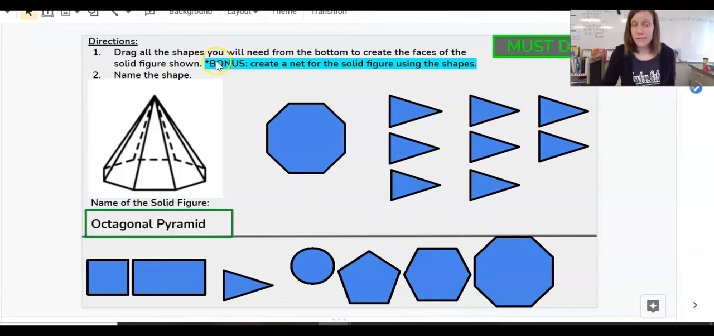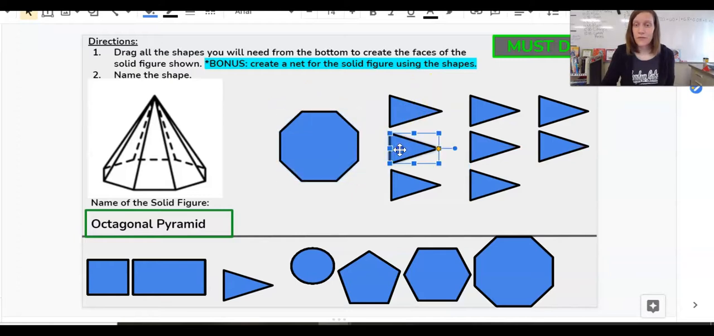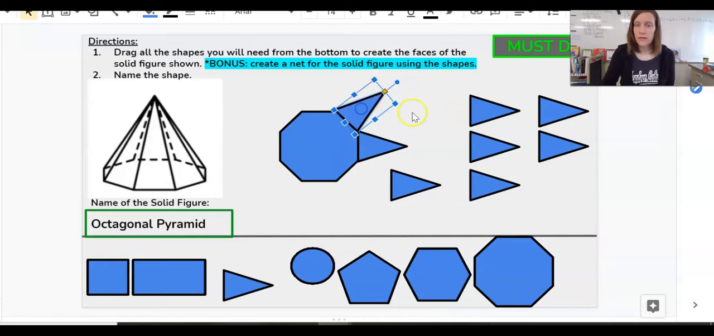The bonus says create a net for the solid figure. The reason that's bonus is because it's kind of tricky. If you want to create a net here, a lot of the shapes are going to have to be turned. So this one I could just put right here. But then this triangle, when I bring it over here, I would need to turn it to make it fit and then move it. They don't have to be perfect, but it would take some extra bonus work to do that. So you do not have to do that.